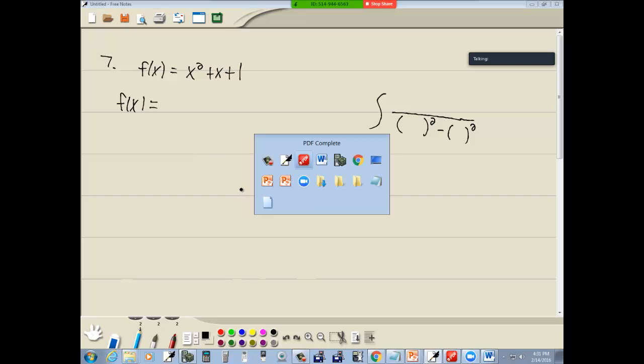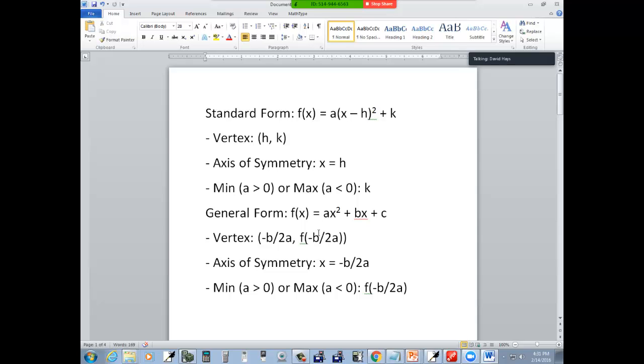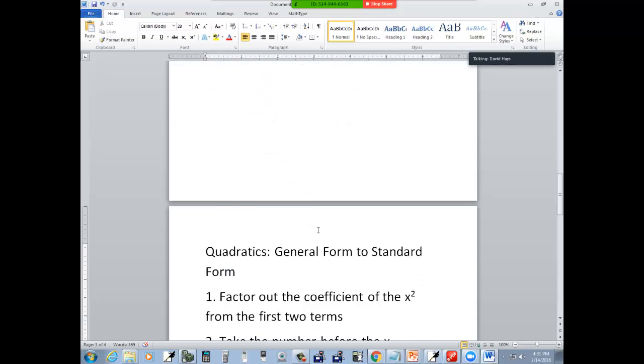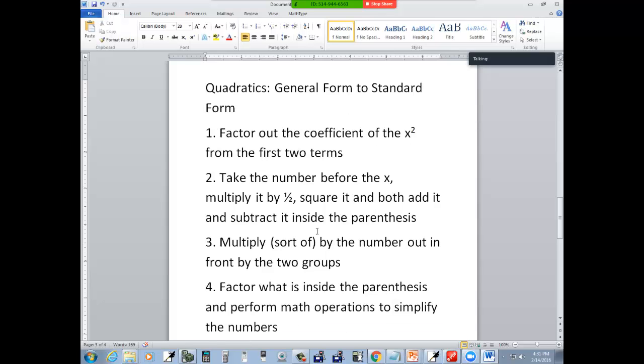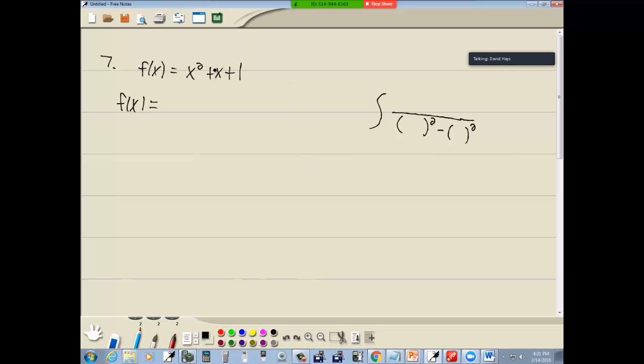Okay. Now this problem's a little bit easier because there is no coefficient in front of our x squared. So we don't have to do step 1. We go down to step 2. Take the number before the x, which is the invisible 1. Multiply it times a half and squared. So that gives us 1/2 squared, or 1/4. Right. And then we'll both add it and subtract it right in that same location.